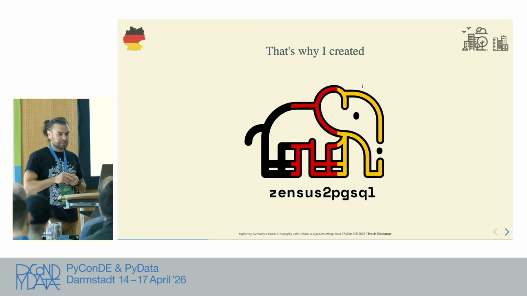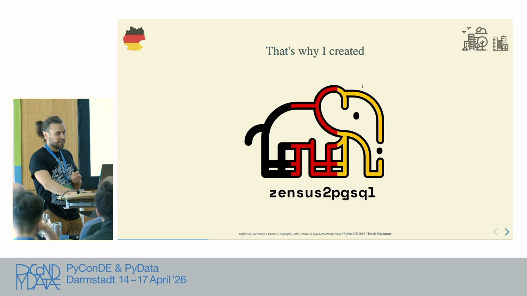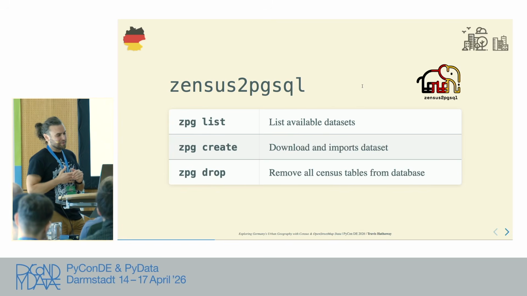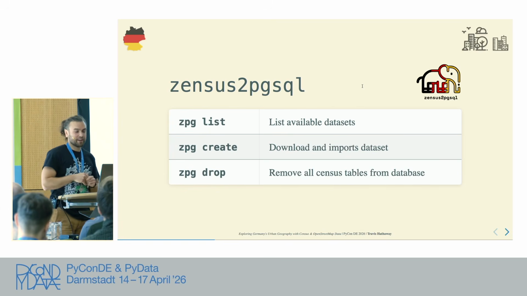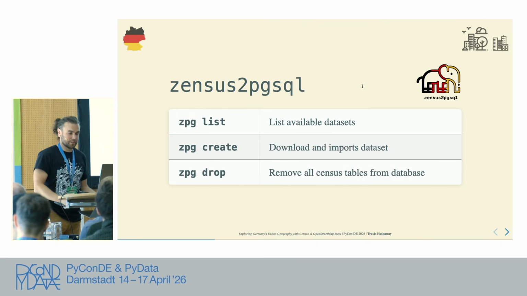Census to PGSQL is a command line tool written in Python. Yeah, take a picture of that. And don't worry, there'll be links later. It has a couple different commands: a list command, a create command, and a drop. With list, you can list all the different types of data sets. With create, you can import this into your Postgres database. And drop was really useful for cleaning this out of your database in case you need to remove all traces of your research, which maybe is necessary for some of you.